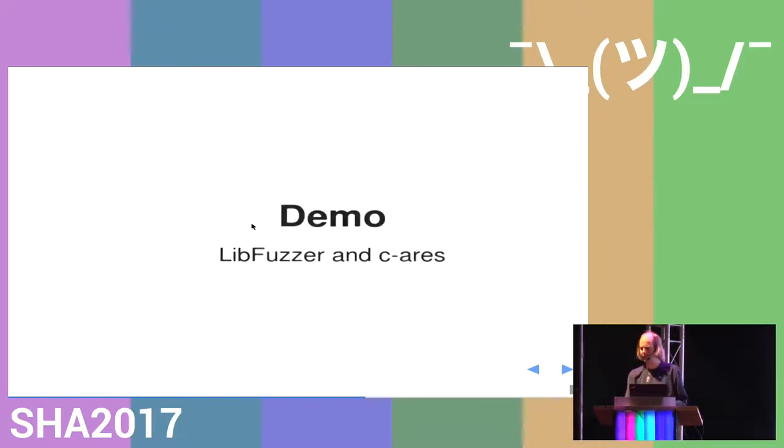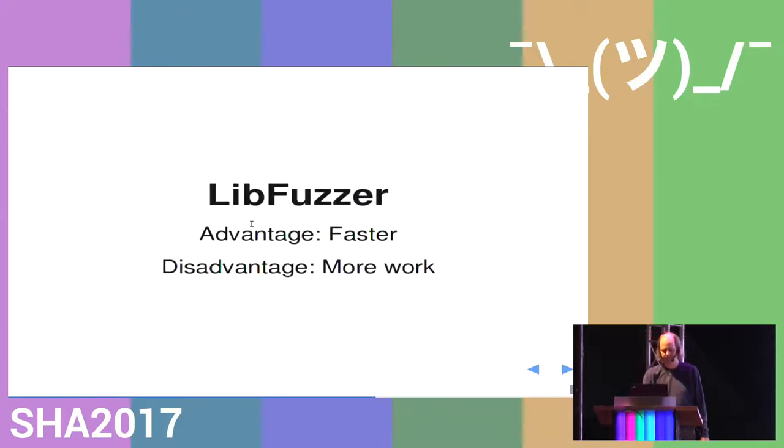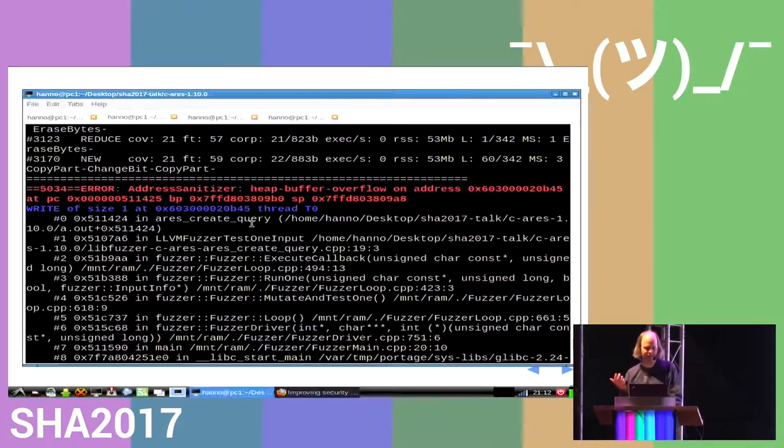So we have a real bug with real severe impact, and we can find it very easily. The advantage of libFuzzer over AFL is that it's much faster, because we're calling functions, and a function call is faster than calling an executable, because loading an executable has a lot of overhead. The disadvantage is it's more work, because we usually have to write some kind of code. I mean, you can see it's not a lot of code. There was the code.